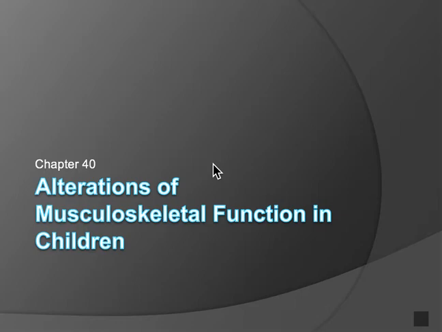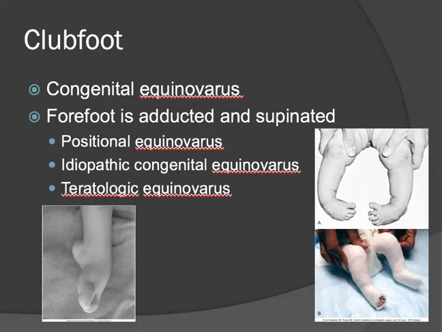Hello and welcome to the narration for Chapter 40, Alterations of Musculoskeletal Function in Children. A lot of these are very similar to what we see in adults, so this narration should go fairly quickly. We're going to start by talking about some congenital deformities.